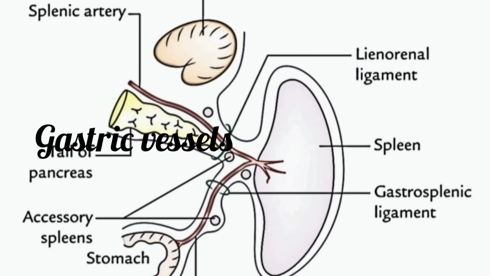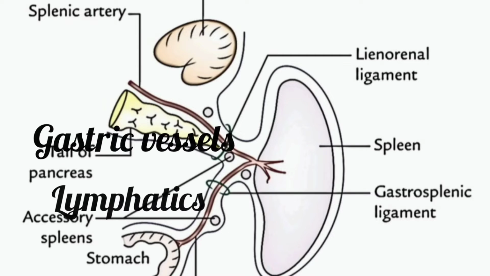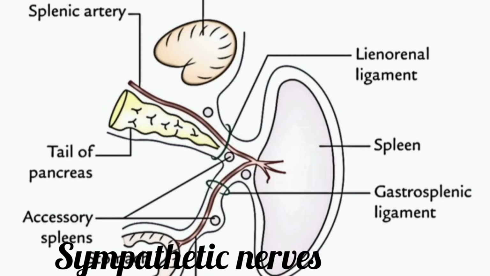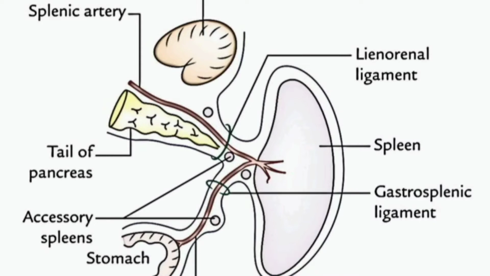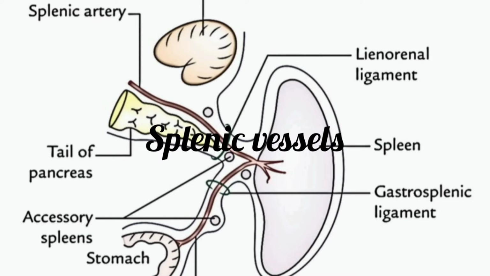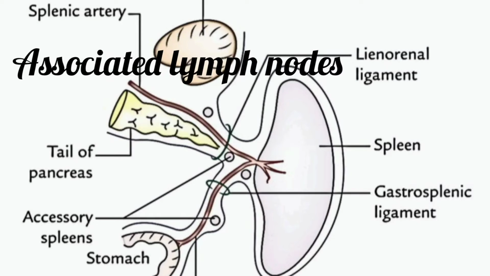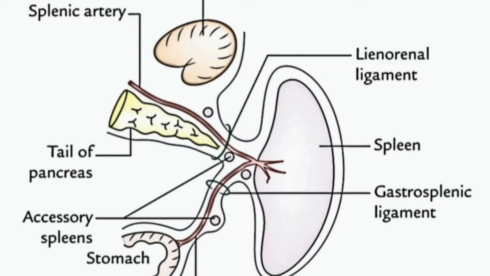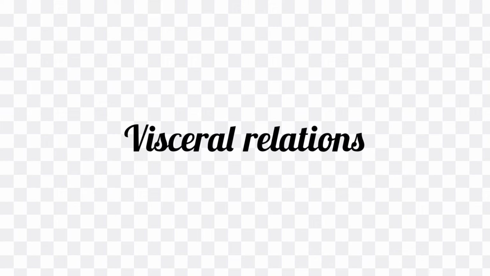And the gastrosplenic ligament contains the gastric vessels, the lymphatics and also the sympathetic nerves. And the lienorenal ligament contains the tail of the pancreas, the splenic vessels and also associated lymph nodes. And the phrenicocolic ligament is not directly attached to the spleen, but it supports the spleen at the anterior end. Now we will discuss the visceral relations of the spleen.